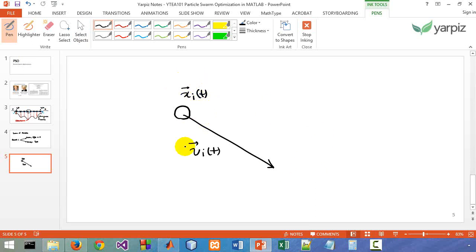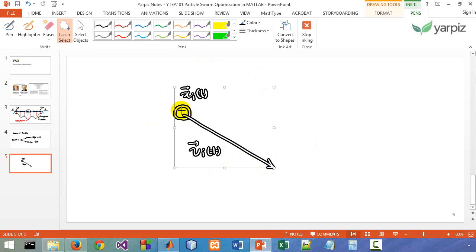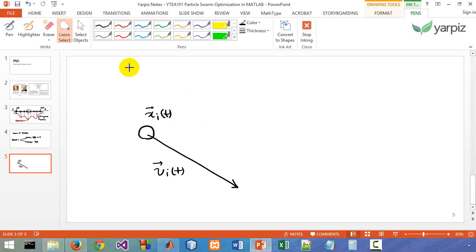In addition to position and velocity, every particle has a memory of its own best position, its best experience. This is denoted by personal best, and I'm going to draw it as p_i^t. This is a position too, and this is the best experience of particle i.